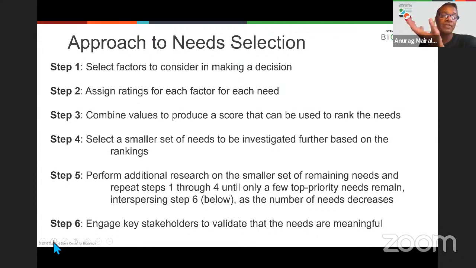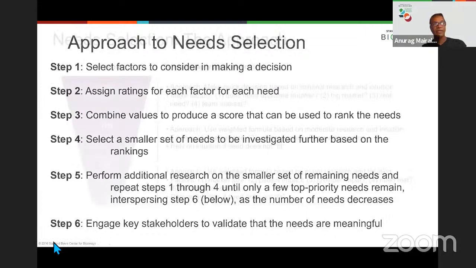And then you can assign ratings for those factors. You can combine them to create a quantitative score. All of this is as much art as it is science, and then you narrow it down. But you always want to do a bit of a sniff test with every one of these things, okay? And then you can iterate on that with multiple screens, okay? So that's really the need selection.